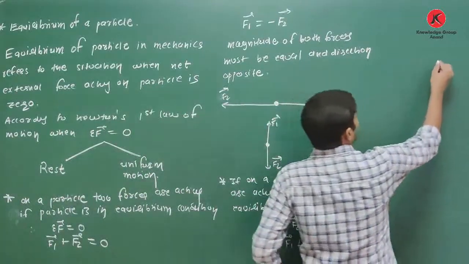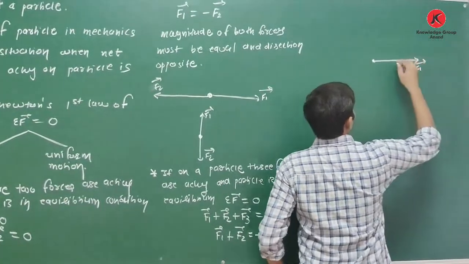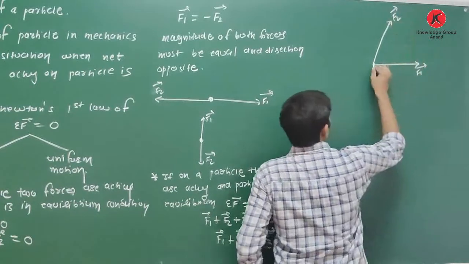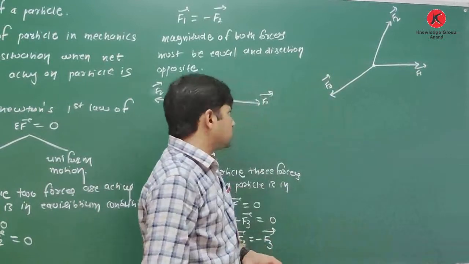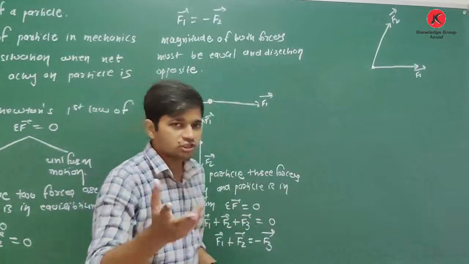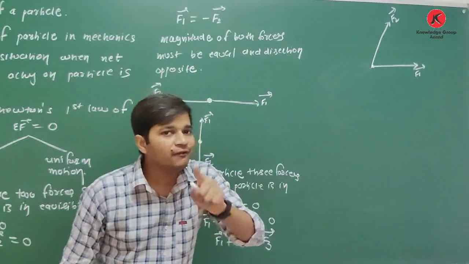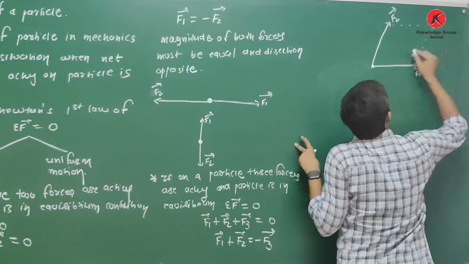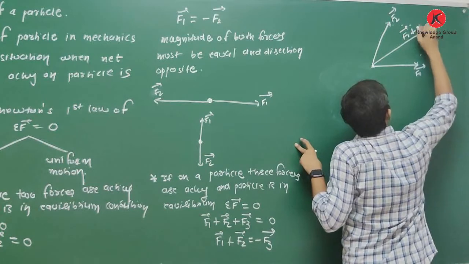Now what is the meaning of this? See, if I have one particle like this, force F1 is acting in this direction, force F2 is acting in this direction, and force F3 is acting in this direction. In which direction should F3 be, if F1 and F2 are in these directions? See, first of all, I will find the resultant of F1 and F2 with the help of the law of parallelogram. So yes, it is F1 plus F2.